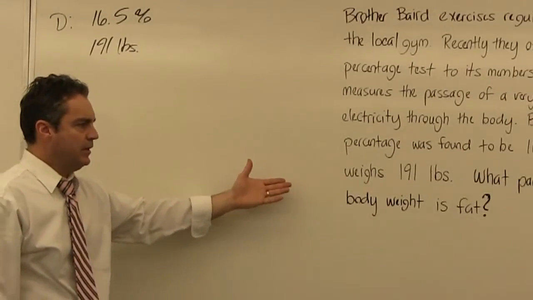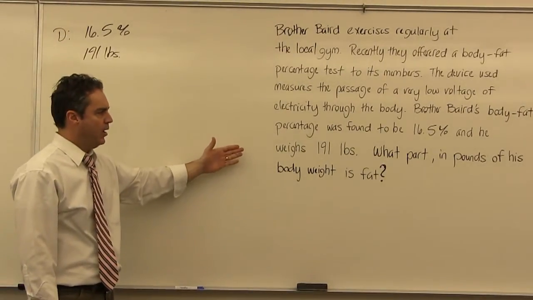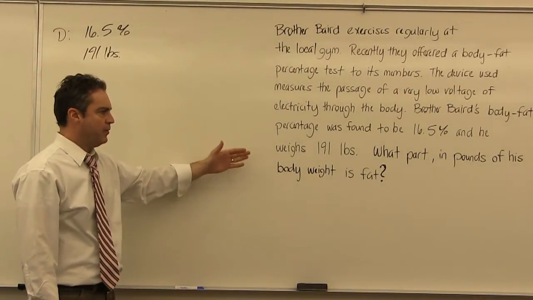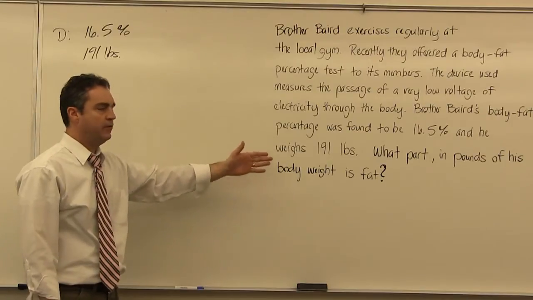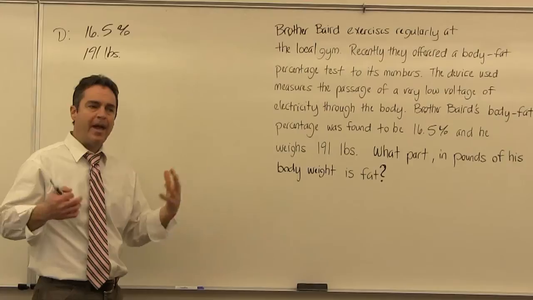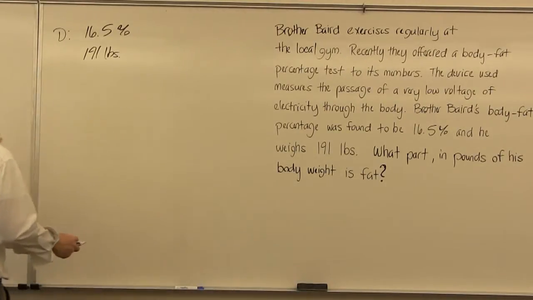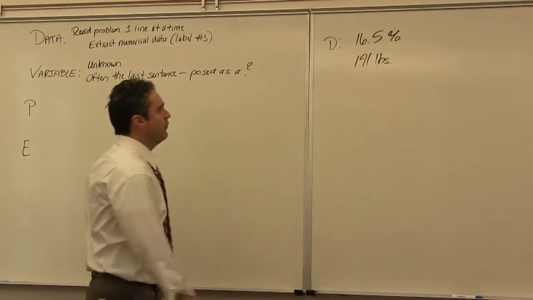Okay? So let's come back to this problem here. And let's look at the last sentence. It says, what part in pounds of Brother Baird's body weight is fat? Okay? So this is what we don't know. How many pounds of all of his body weight is fat? So we come back here, right here. Let's do this over here.